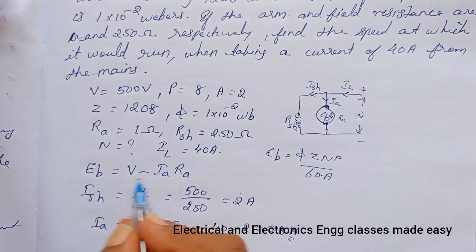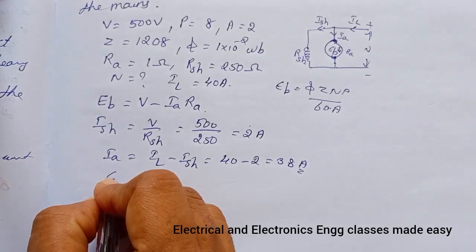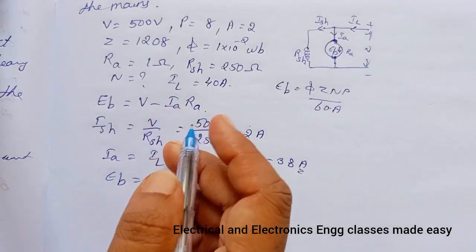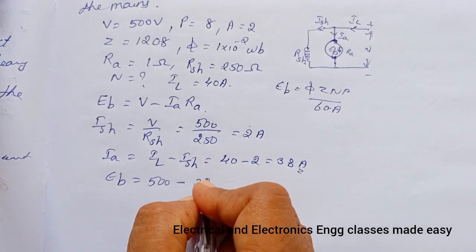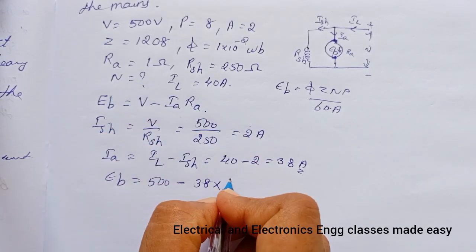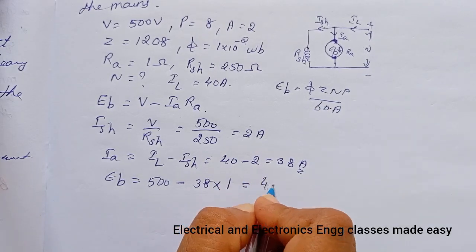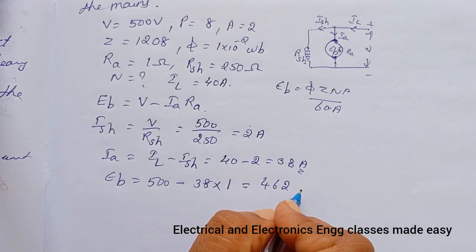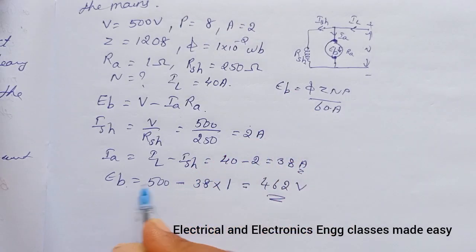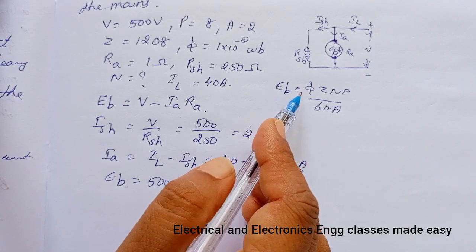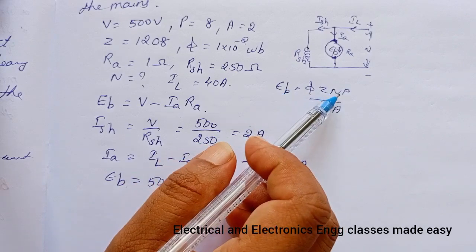Now we can find EB. That is EB is equal to V minus IA RA, that is 500 minus IA is 38 into RA is 1, and we get 462 volts. Now we can apply this EB to this equation and we can find the speed.